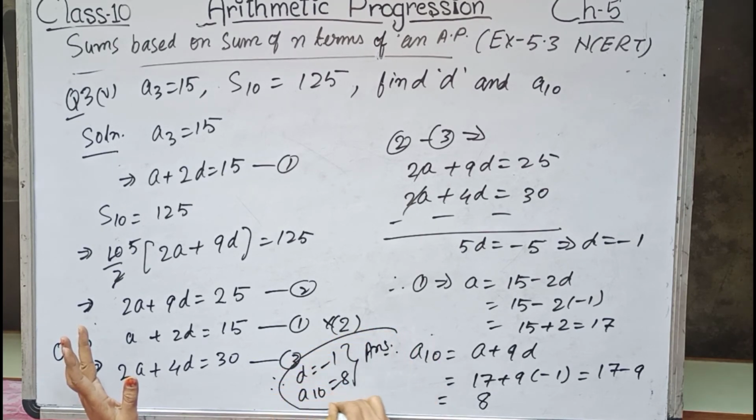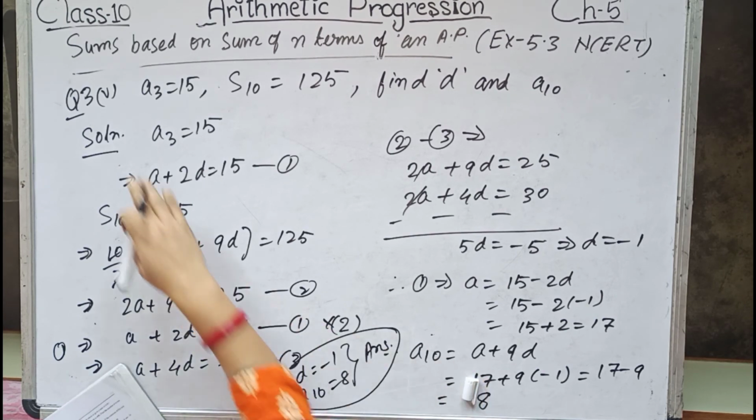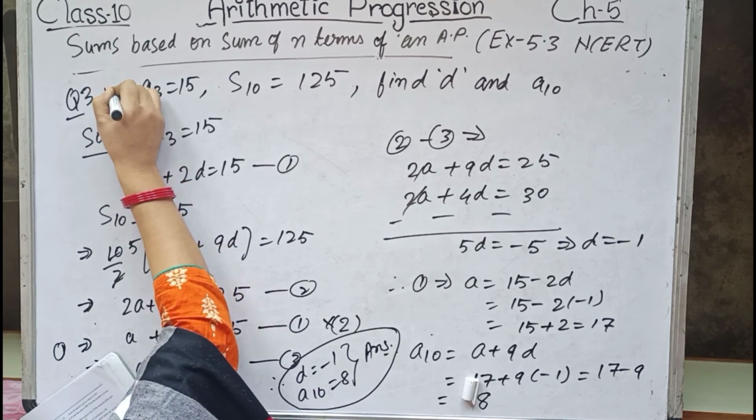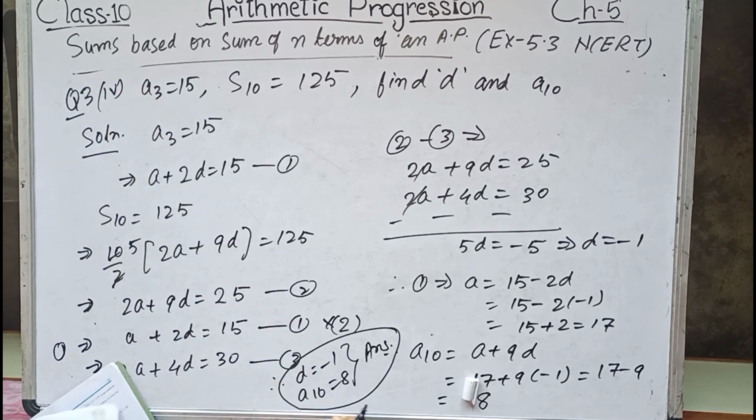Let me check. Number 5. Number 5 I have done. No, sorry children, by mistake I did number 4. This is number 4 I have done. Actually I was supposed to do number 5. But let us see this answer.